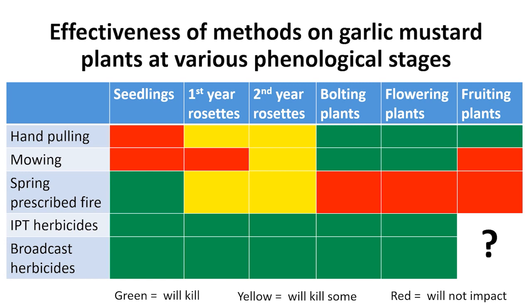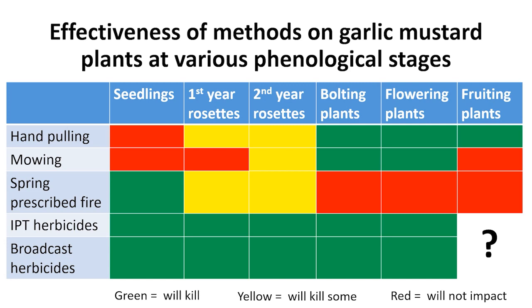As you can see, we're targeting hand pulling when those plants are bolting or flowering. Hand pulling, if we're removing it, we can use for fruiting plants. With spring prescribed fire or burning, we're really only targeting the seedlings. We may get some of those rosettes, we may control them depending on the time of when we do it and the fire intensity, and I'll talk more about that. And with herbicides, we actually have a much wider range of when we can effectively control garlic mustard. I'll talk about the question mark at fruiting plants at the end of this presentation.